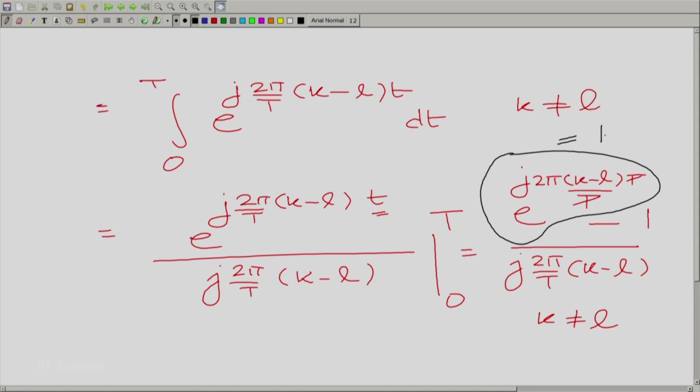e raised to the power j 2 pi into k minus L is equal to 1 when k minus L is not 0. So, it is 1 minus 1, and therefore, this is equal to 0 when k is not equal to L. So, it is very clear that these two rotating complex exponentials are orthogonal. They are perpendicular in the sense of the inner product that we are familiar with. So, our orthogonality is established.